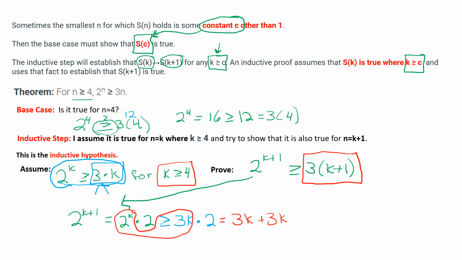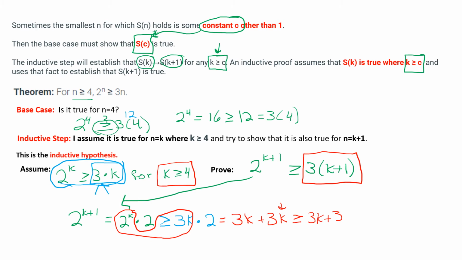But now, remember, we're trying to get up to over here 3 times k plus 1. So I'm going to do this. Do you agree that 3k plus 3k is greater than or equal to 3k plus 3? Well, let's see. k, remember, is greater than or equal to 4. And as long as it's greater than or equal to 1, then this inequality would be true, right?